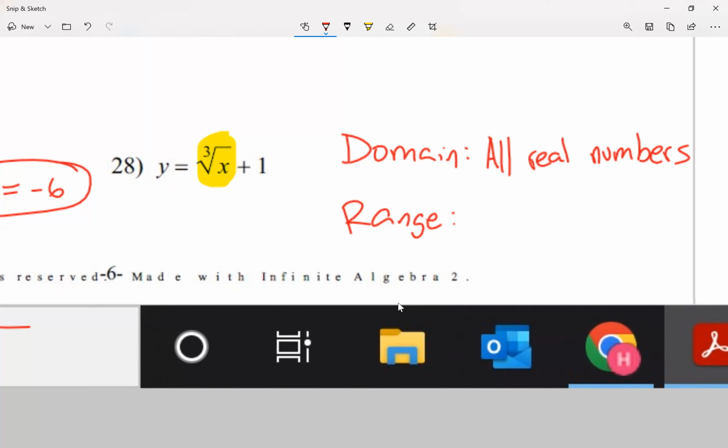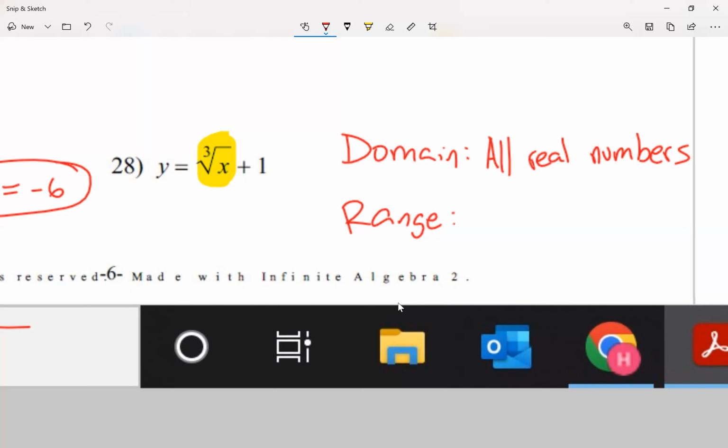And yes, you do have to include the word real. Don't just say all numbers, because there is such a thing as imaginary numbers. So at this point, the numbers that we know are called real numbers. There are some numbers that we're going to learn later that we're going to call imaginary. So yes, you do have to write the word real.